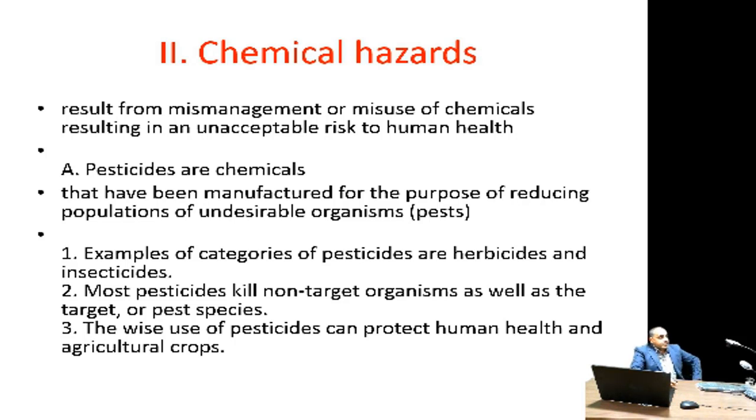Pesticides are chemicals that have been manufactured for the purpose of reducing populations of undesirable organisms. Examples of categories of pesticides are herbicides and insecticides. Most pesticides kill non-target organisms as well as the target, or pest species. The wise use of pesticides can protect human health and agricultural crops.